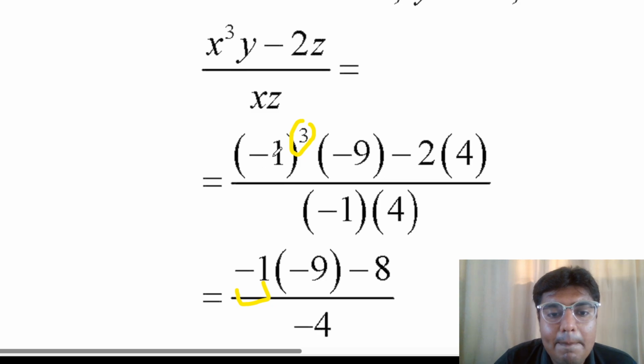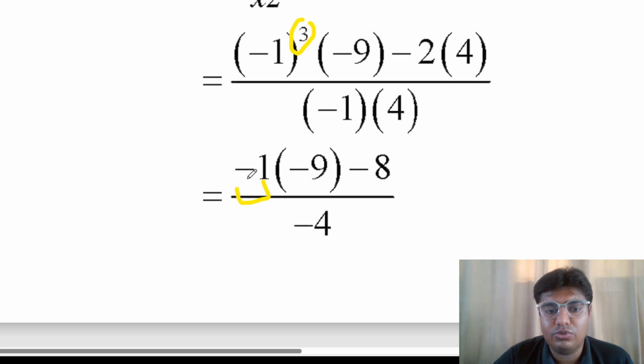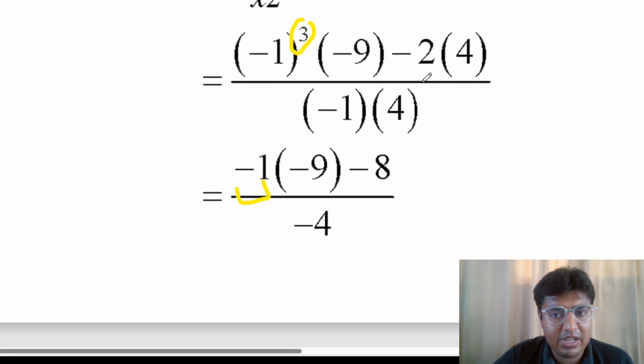If it's even, -1 to the power 2 will become +1. -1 to the power 4 will become +1. Whenever the power is even, the answer will be positive. Be careful about this, because if you do this in your exam, it is considered a very silly mistake, and you will lose your marks. After that, -1 multiplied by -9, which equals +9, -8. How did it become negative? 2 multiplied by 4 is 8, and in the denominator is -4.